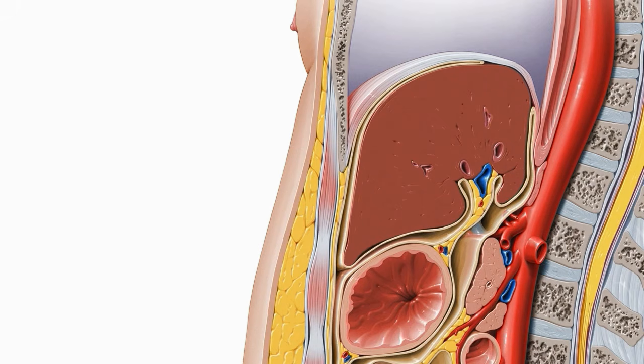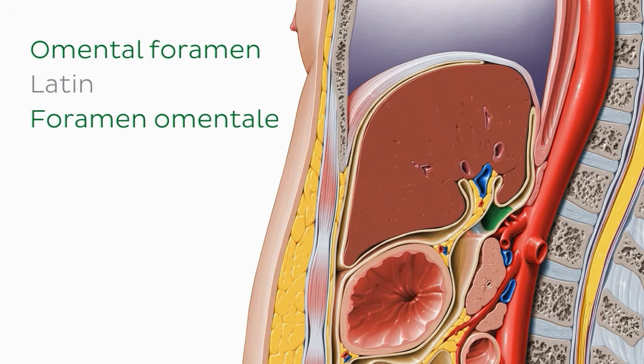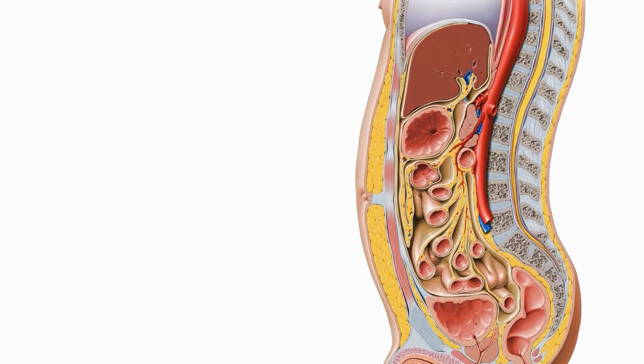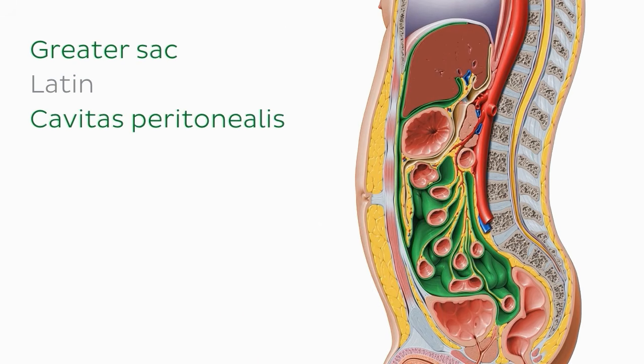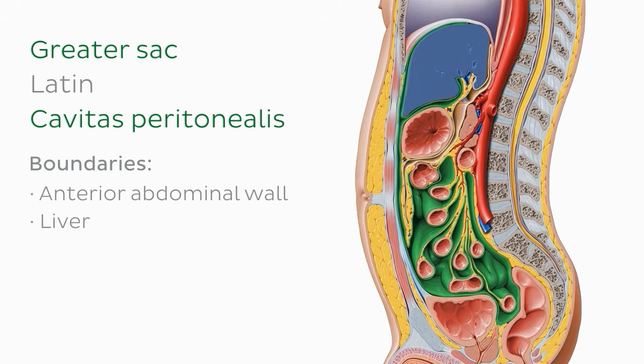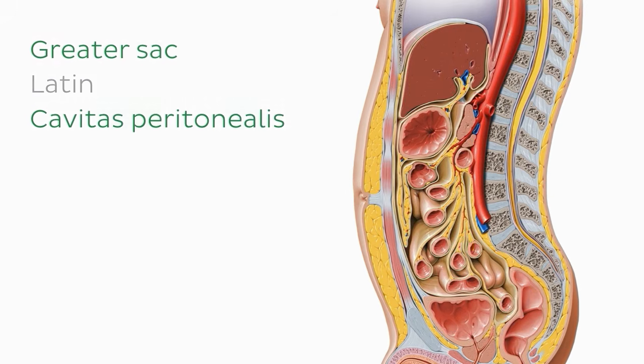The lesser sac communicates with the greater sac through the omental foramen, and it's a small opening posterior to the hepatic portal vein, the hepatic arteries, and the cystic duct. The greater sac is the larger part of the peritoneal cavity that houses the intestines, and it's bounded anteriorly by the anterior abdominal wall, the liver, the posterior abdominal wall, and the pelvis. Now let's have a look at some of the structures within the peritoneum.